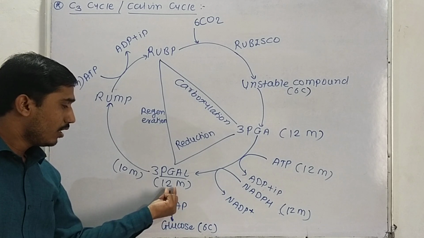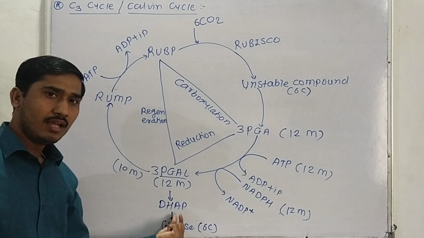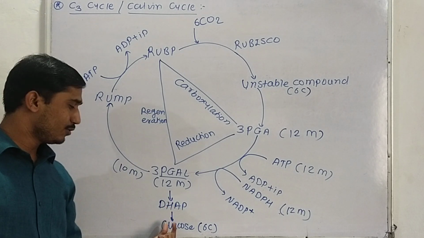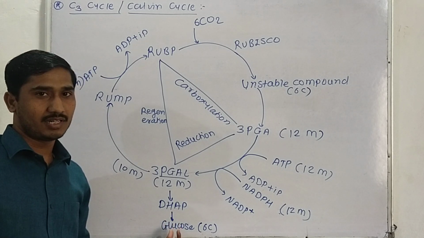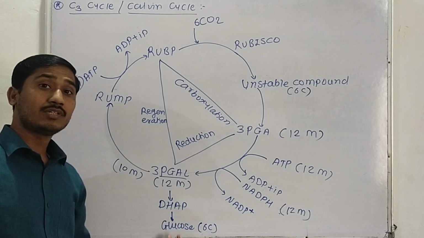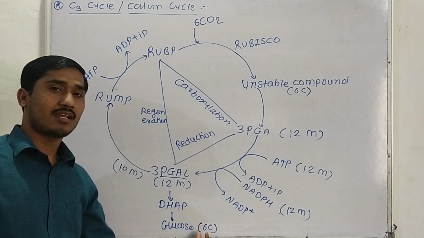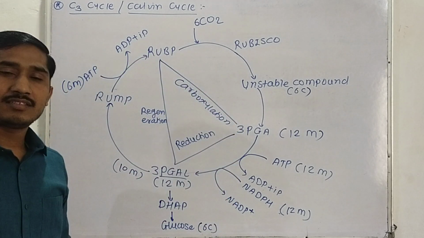Here, two molecules of PGAL are converted into its isomer DHAP, and then again several intermediate products are also produced here. In the synthesis step also there are several intermediary products. But finally, what is important for us? Glucose, a 6 carbon compound, will be produced. So this is the Calvin cycle.